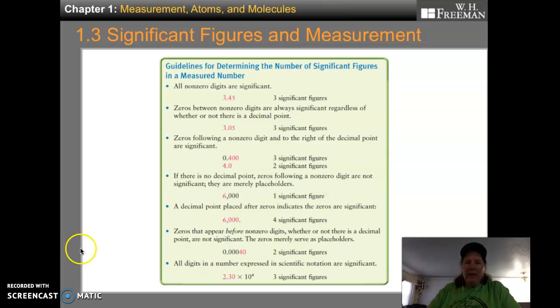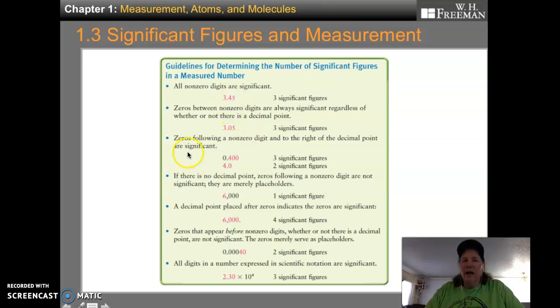Here are the rules, and this is in your book, for determining if a number is significant or not. So the problem is zeros. All non-zero numbers are significant. So here you have 3.45. All of those count. They're all significant because they're non-zero numbers. If you have a zero in between two non-zero numbers, it's significant. So again, this has 3.